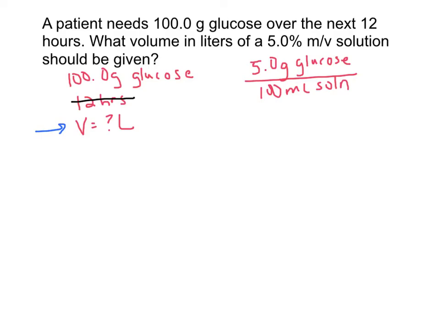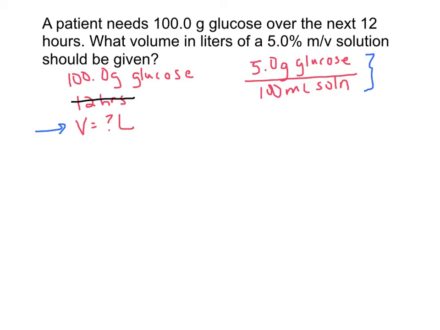So now I have to decide which unit or which number I'm going to start with. If I start with 100 grams versus the 5 grams over 100 mils of solution. When I look at this one, what I see is a relationship between the mass of glucose and the volume of the solution. So this looks more like a conversion factor. It's a relationship between two things, whereas the glucose just gives me one single amount.